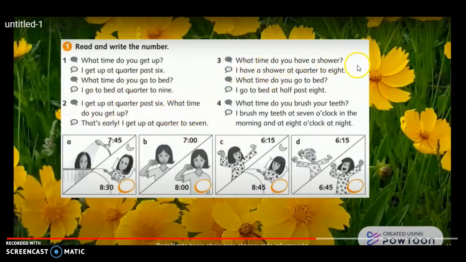Number 3. What time do you have a shower? I have a shower, me ducho, at 7:45. What time do you go to bed? I go to bed, voy a la cama at 8:30. Entonces vamos a buscar estas acciones y las correspondientes horas, right? And number 4, what time do you brush your teeth? Se lava los dientes. What time do you brush your teeth? I brush my teeth at 7 o'clock in the morning and at 8 o'clock at night. Esa está muy fácil, right?